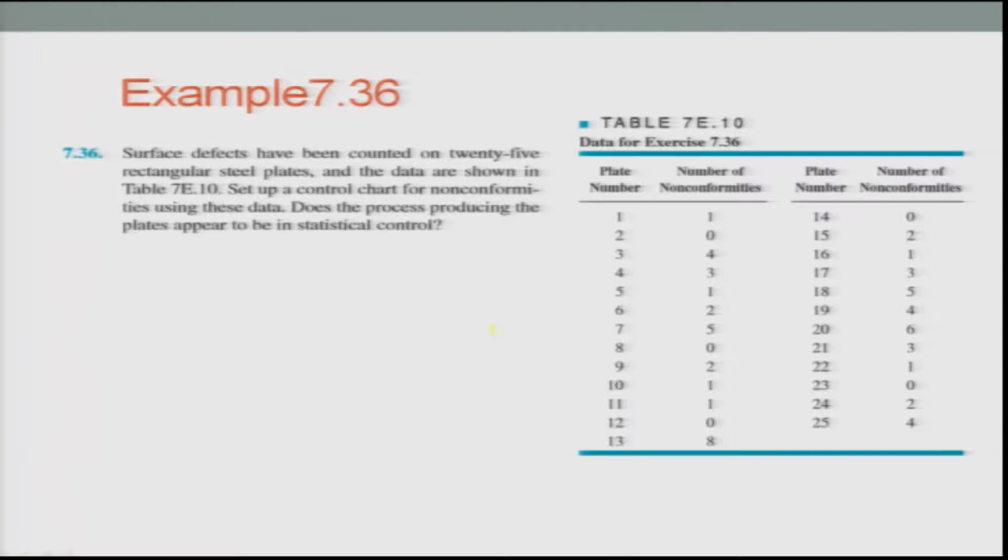Now let us consider a surface defect that has been counted on 25 rectangular small plates, and the data are shown in table 7E10. Let us read it. It gives the plate number in the first and the third column. It gives the number of non-conformities in the second and the fourth. So you are required to set up control charts for non-conformities using this data. We want to pass a judgment on whether the process producing the plates appears to be statistically under control, and if there are any aberrations, how they have been taken care of.